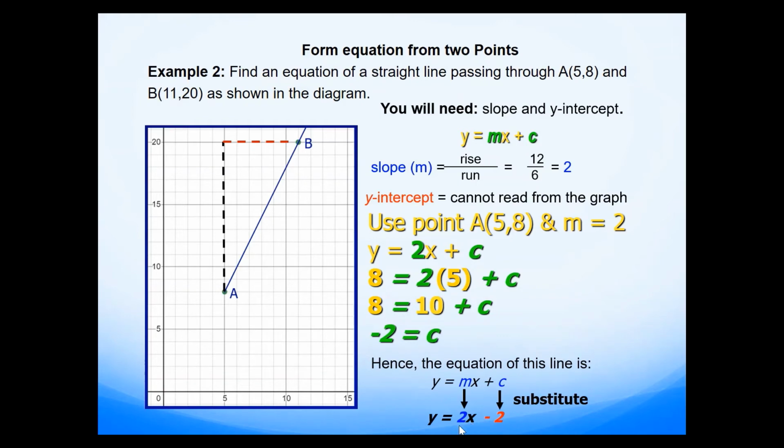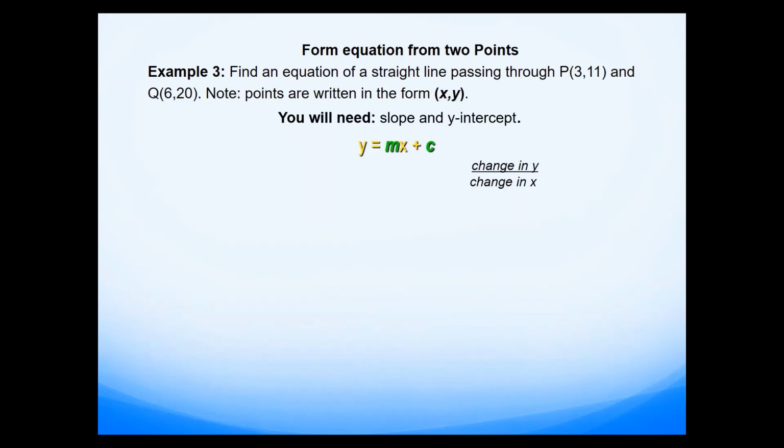Please do take extra care, don't switch these two around. That's a common mistake, so please put this information in the right spot. Hope this makes much more sense. We'll have a look at another one. Example 3. In this case you are not given the graph, so you're just given the question with 2 points. So find the equation of the straight line passing through point P, which is 3, 11, and point Q is 6, 20.